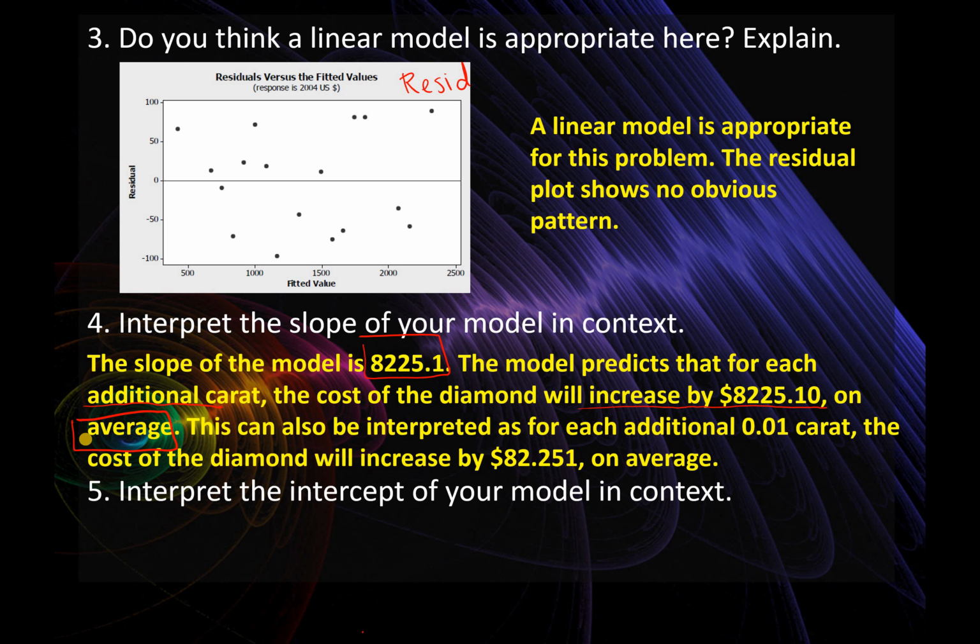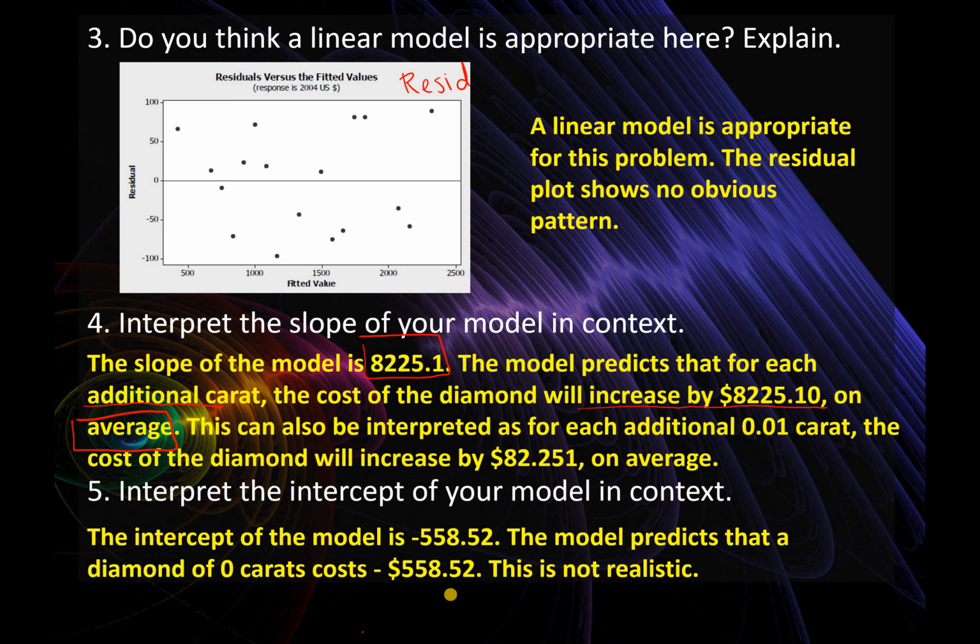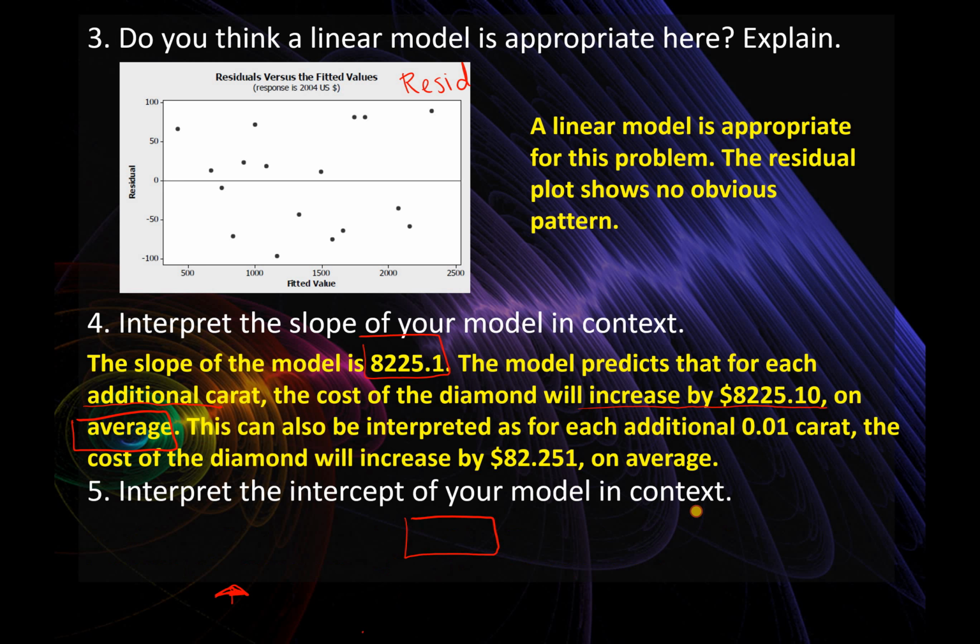The intercept of the model, this was a little bit weirder. That was negative 558.52. That means if you have no carats, that's how much it costs. Now, why is that unrealistic? Yeah, I'm not going to pay you to not have a diamond. And these are always things that you want to do. If you have an intercept that doesn't quite make sense, you always want to talk about it, because there are some models that only work within a certain range of data.